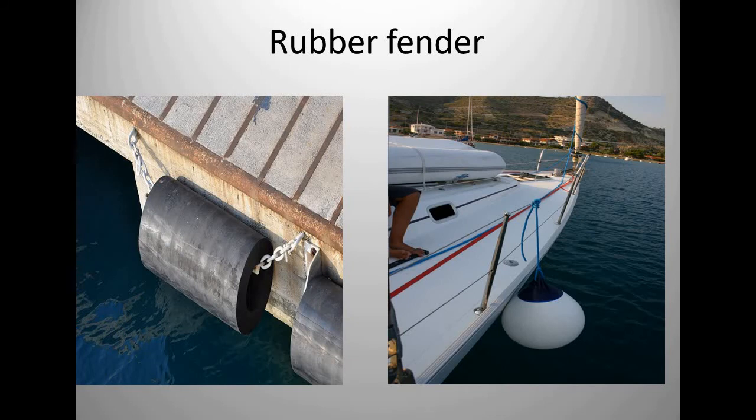So we can have different types of fenders. So this is a rubber fender, and we can see this is a floating fender for a small ship, which protects the side of the ship or the boat from colliding into another ship.